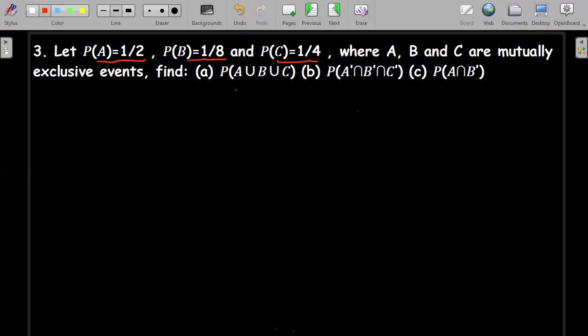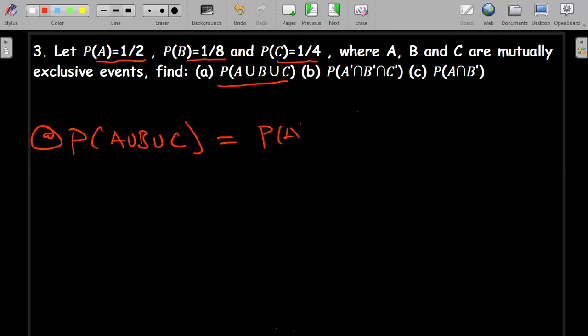Okay, so the first one they're saying find the probability of A union B and then union C. Okay, so they have said these events are mutually exclusive. So if the events are mutually exclusive, then their intersection does not count. Their intersection is just 0. So it means the probability of this is just adding the probability of A plus the probability of B and then plus the probability of C. That's how we are going to find this, because they have said the events are mutually exclusive. But if the events were not mutually exclusive, then we are going to handle it in a different way.